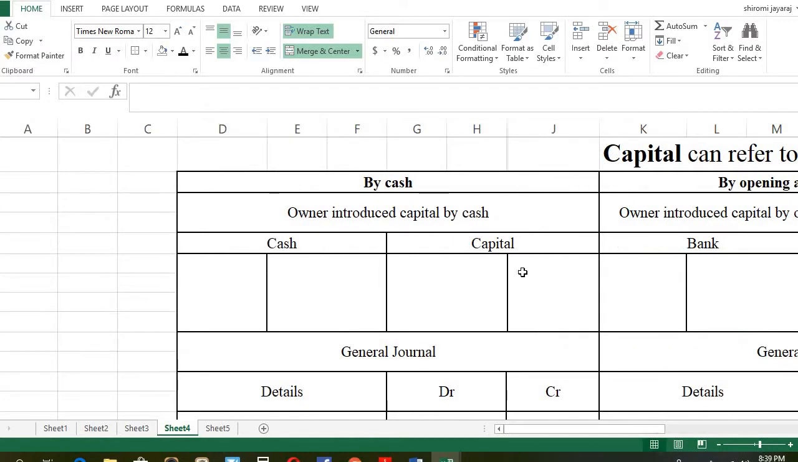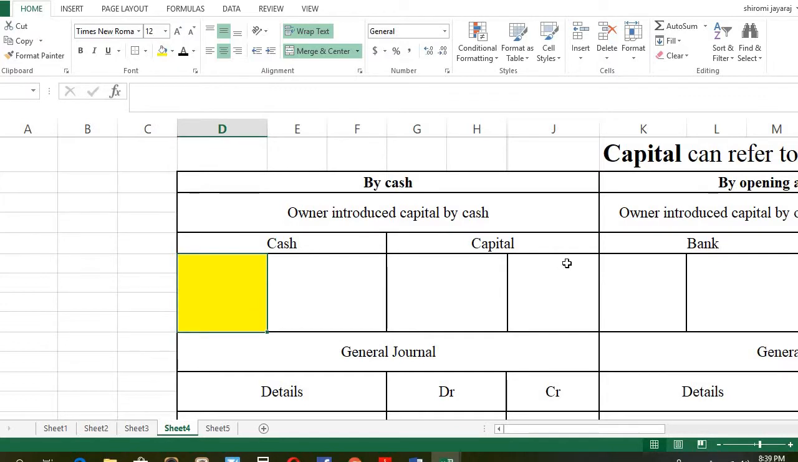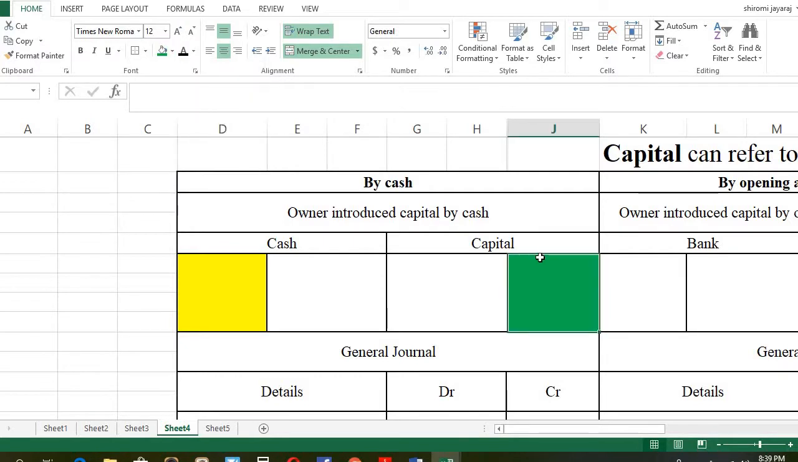Let's consider owner introduced capital by cash. So there are two ledgers you're supposed to open. One is a capital account because the cash comes into the business, and we maintain a capital account on behalf of the owner. This is as per the business entity concept, which will be discussed in later units. So let's debit the cash account. Let's use one color coding for cash for the debit, and let's credit the capital account on this side.